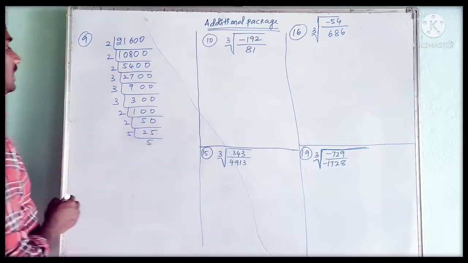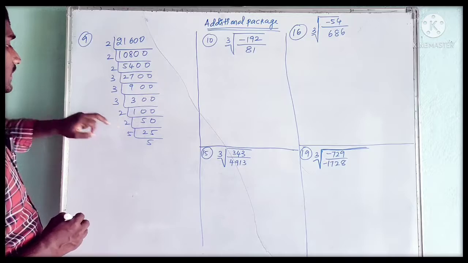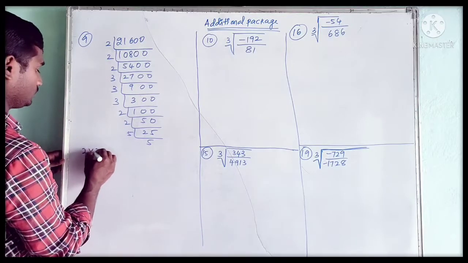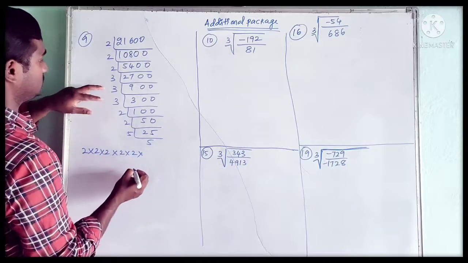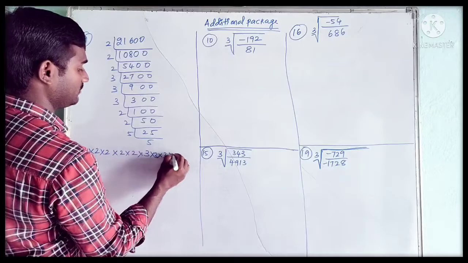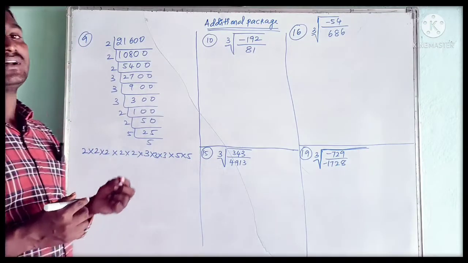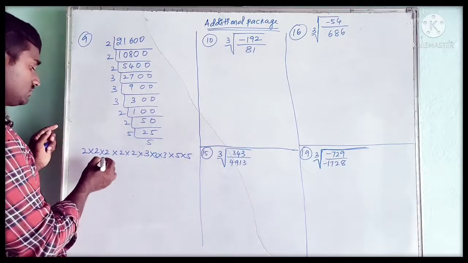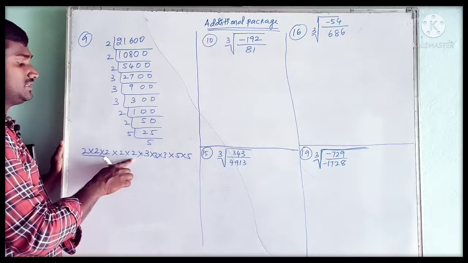Okay, so write how many 2s we have. 1 2 3 4 5. So that is 2 to the power 5, into, how many 3s do we have? 3 3s, 3 into 3 into 3. How many 5s do we have? 5 into 5. So make groups for every 3 similar factors. These 3 as one group, we have only 2s, it is not a group.